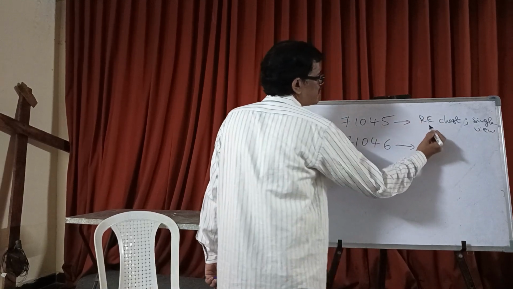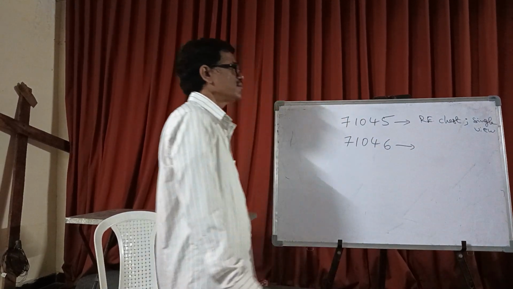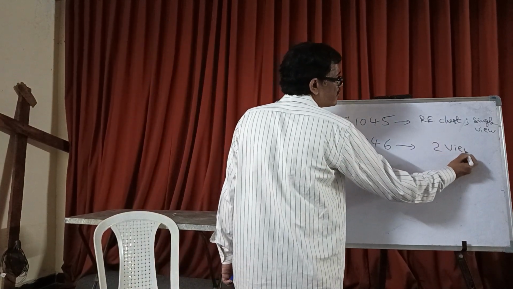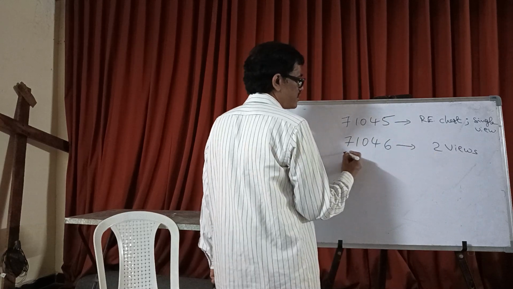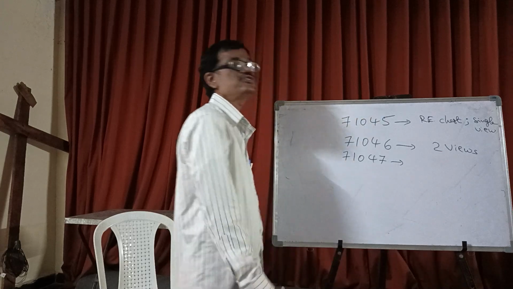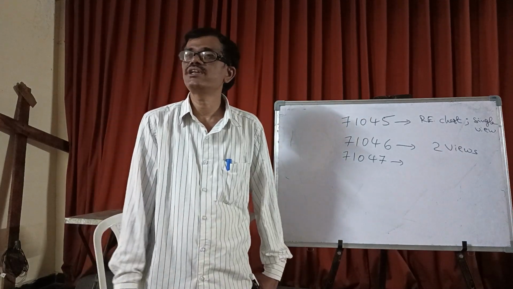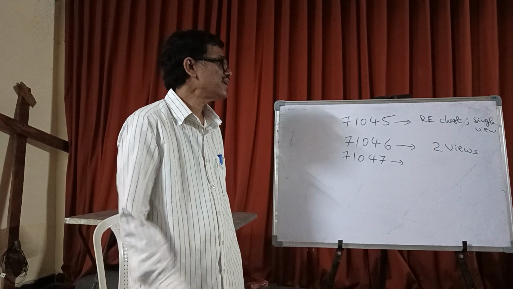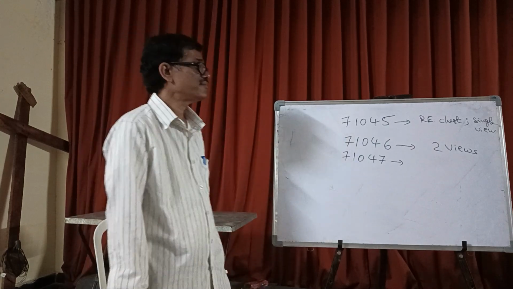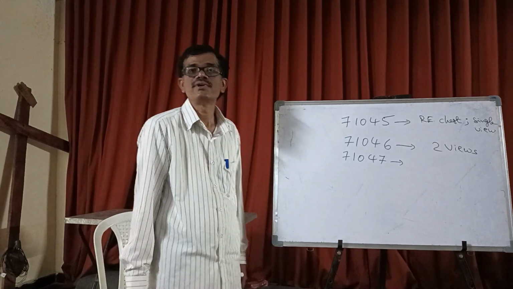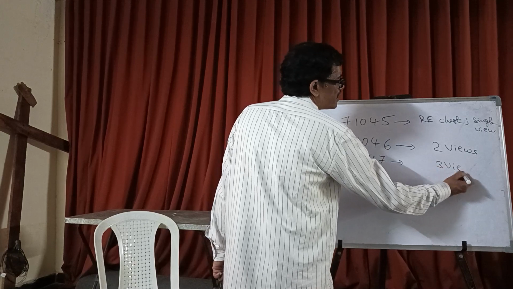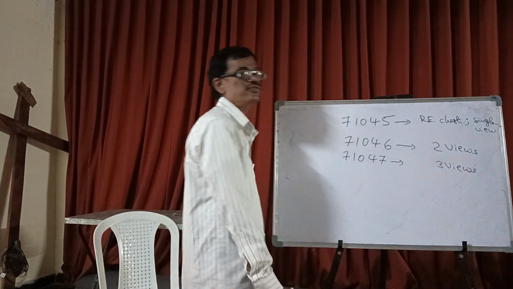Radiological exam is written. But in 71046, what did they write? 2 views. But you should not read it as just 2 views. As a coder, it will read like 2 views. No, you have to read it as radiological exam, chest, 2 views. So how to read 71046? Don't read directly 2 views, that is wrong. What you have to read is radiological examination chest, 2 views. Similarly, how do you read 47? Radiological examination chest, 3 views.